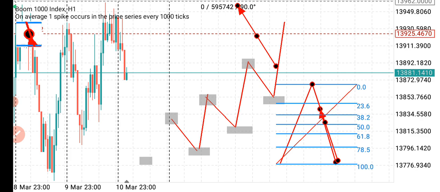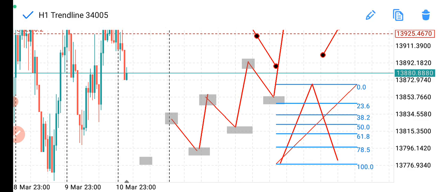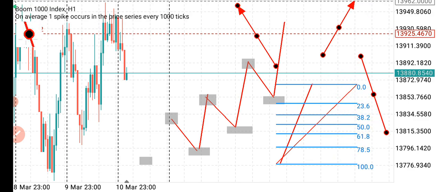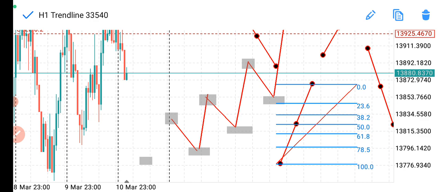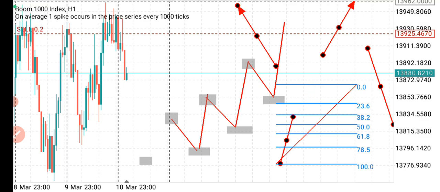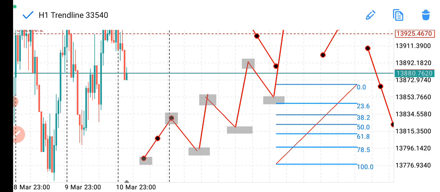So a reversal begins once price gets to the level of 23.6 of the Fibonacci level. Okay, very important. So take note of that. Now this is our leg. Let's take the leg back to its position. Good.